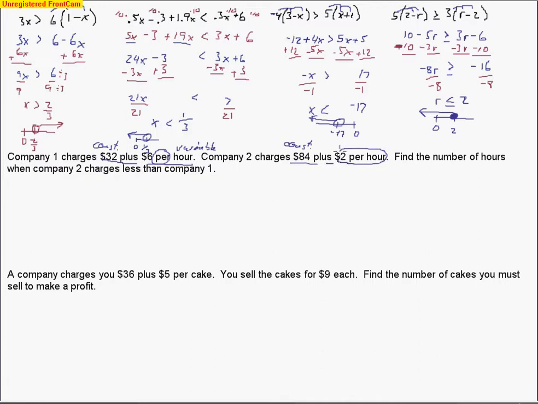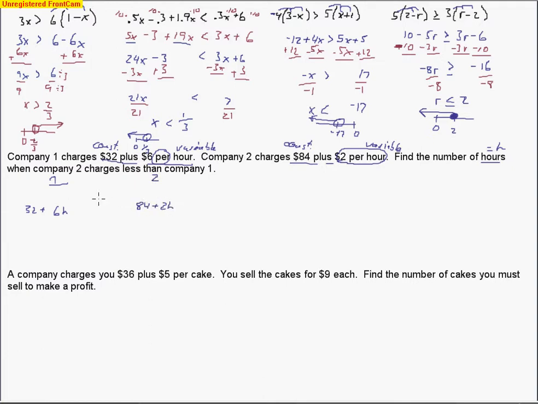So it depends on the number of hours that we use it. So that's why we call that our variable amount. So we want to find the number of hours. So that's what our variable is going to be, is we'll use H for the number of hours. So let's write it out. Company number 1 charges $32 plus $6 per hour. And company number 2, they charge $84 plus $2 per hour.